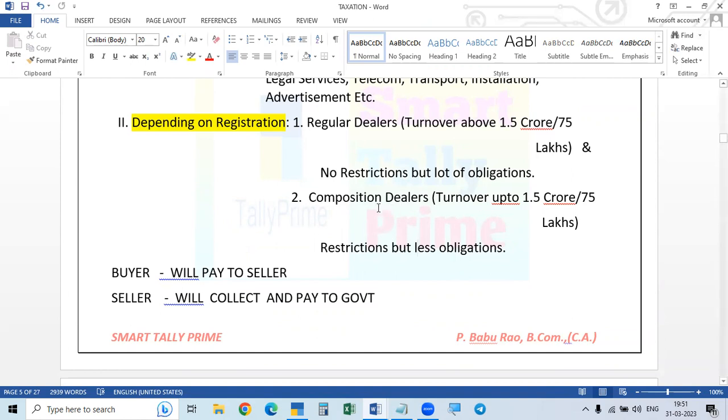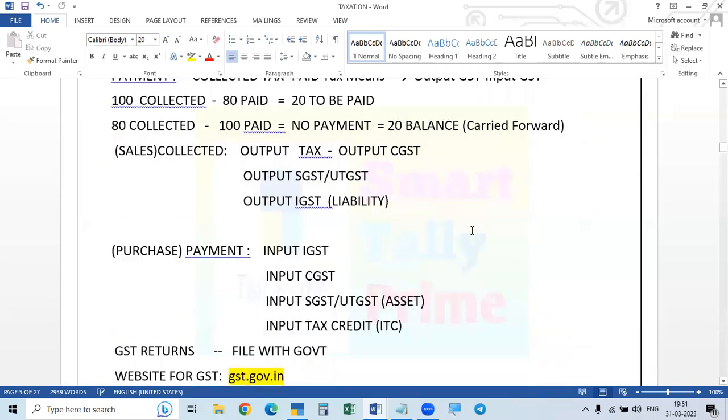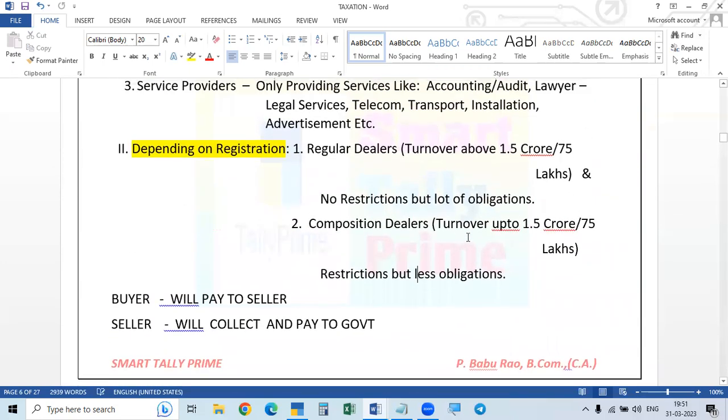Number one, these composition dealers can only sell within the state. That is, they can make only intra-state supplies. They cannot sell in other states. They can purchase anywhere, because when they purchase they pay tax to other states also. That will come later. So composition dealers can purchase anywhere in the country, in any state, but they can sell only within the state.